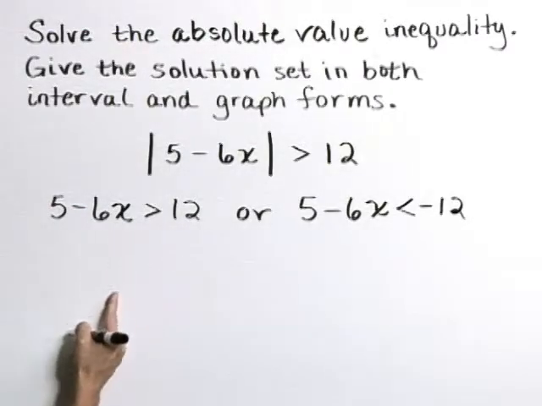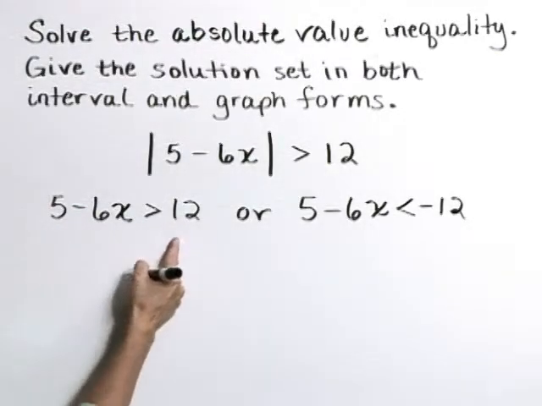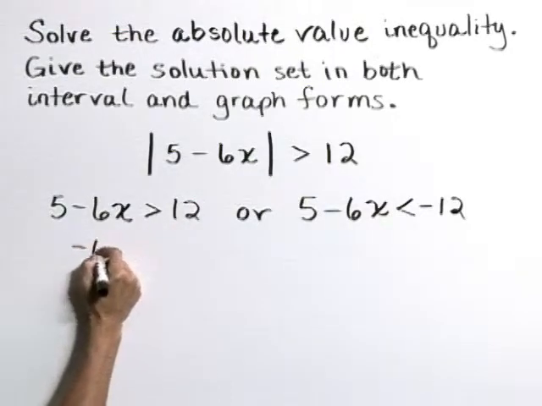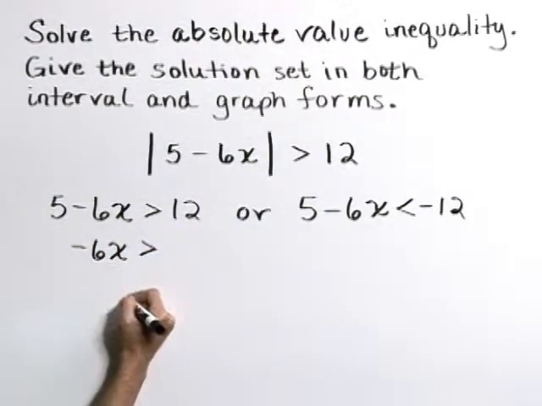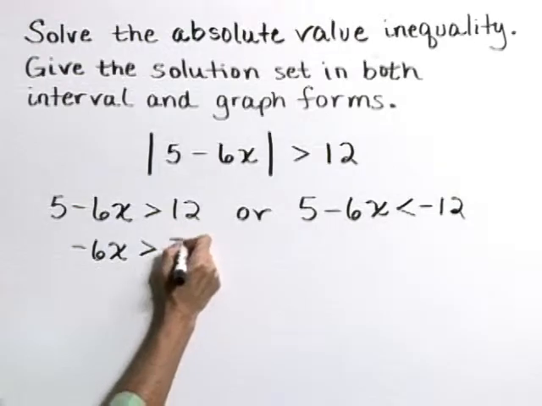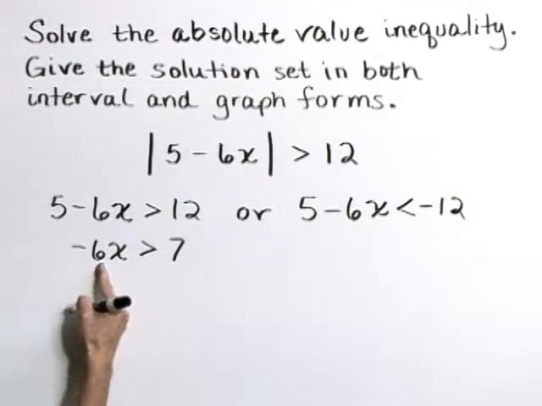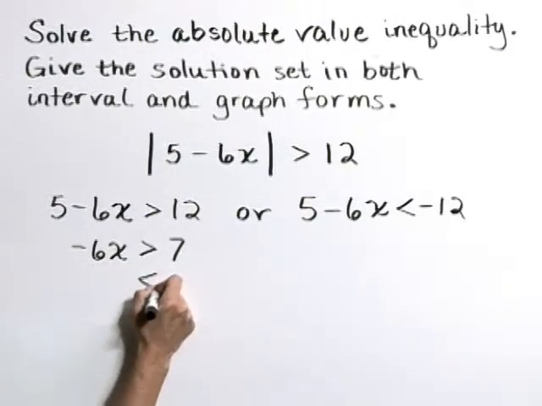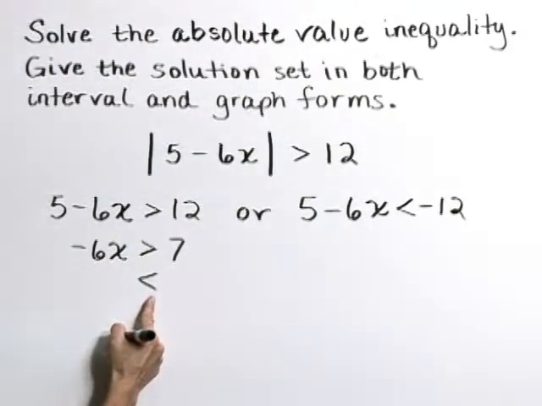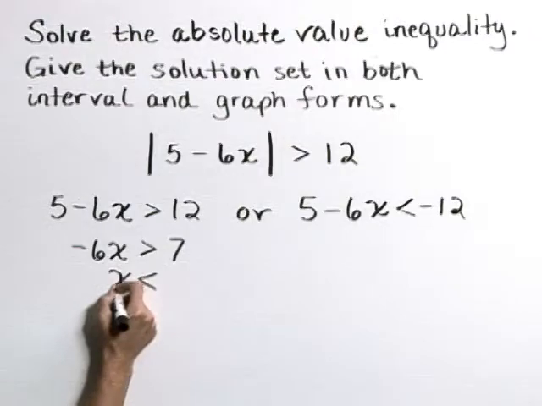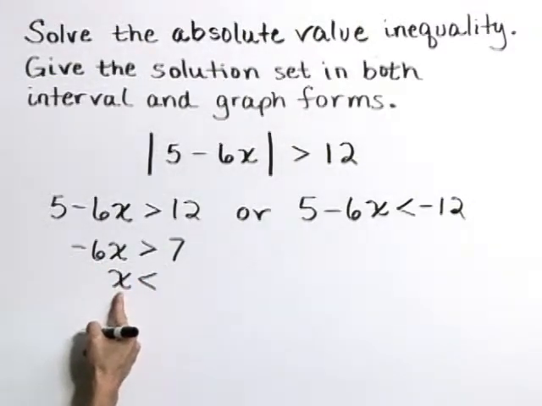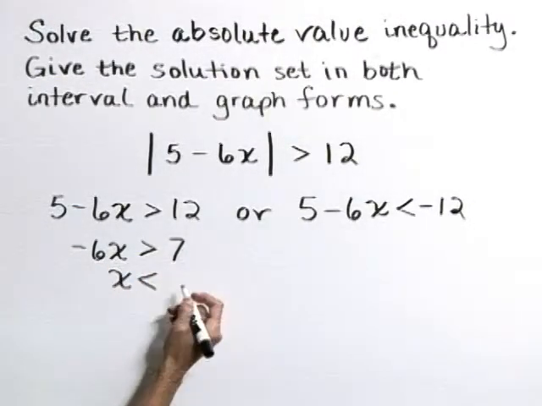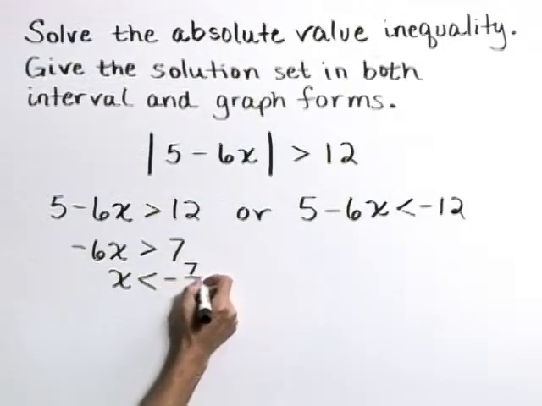And let's solve each. Starting on the left over here, subtract 5 from both sides, giving negative 6x is greater than 12 minus 5, which is 7. Now divide both sides by negative 6, which is going to switch the direction of that inequality symbol. Dividing the left by negative 6 gives x. The right by negative 6 gives negative 7/6.